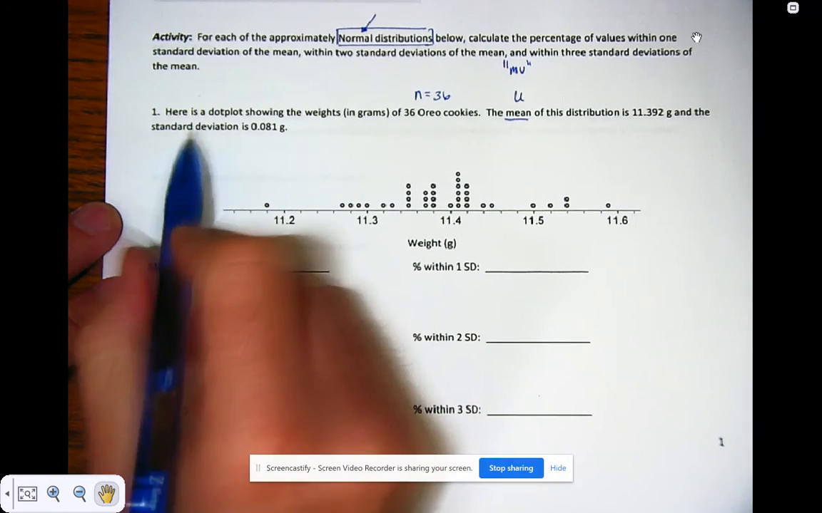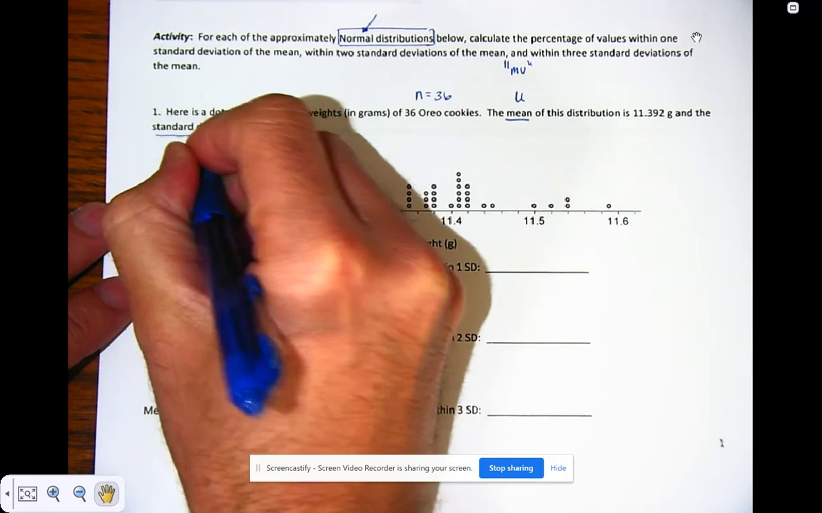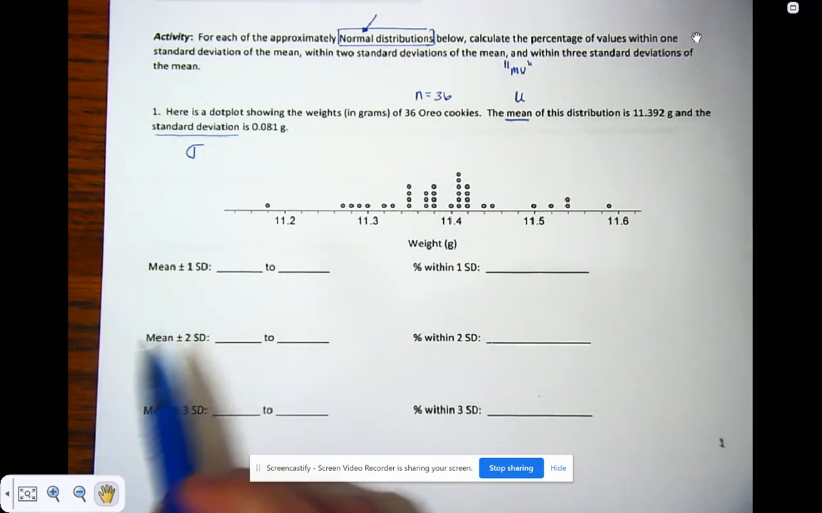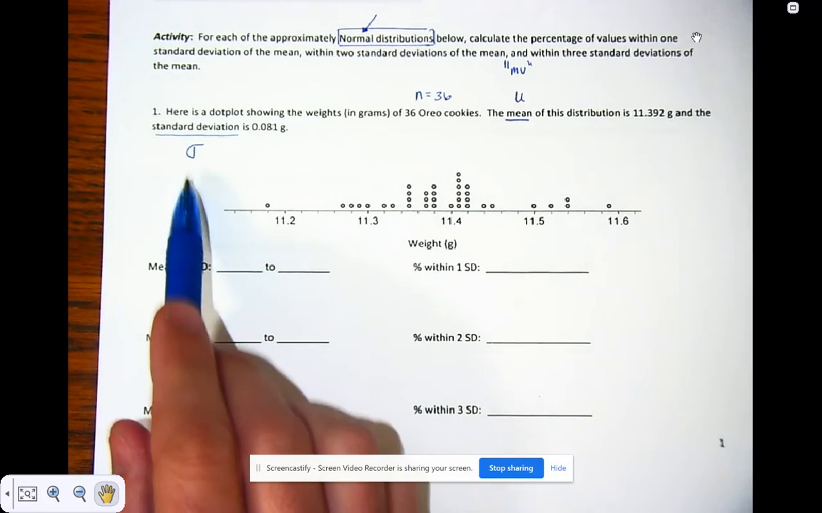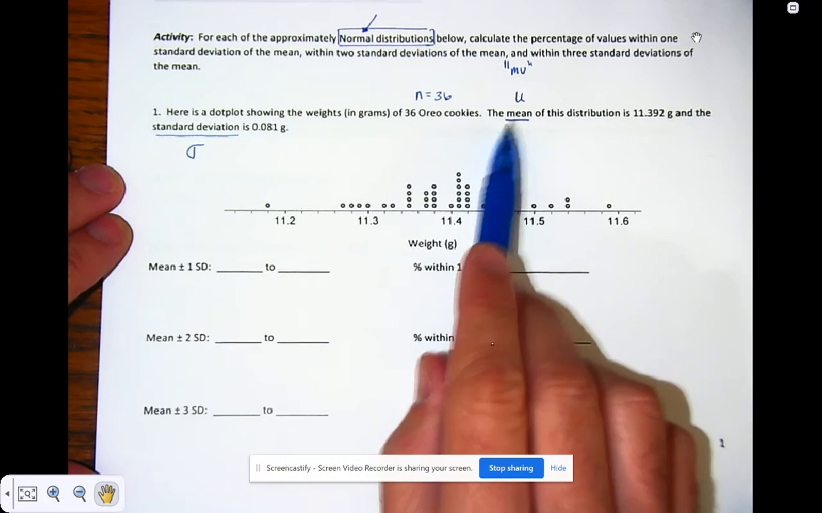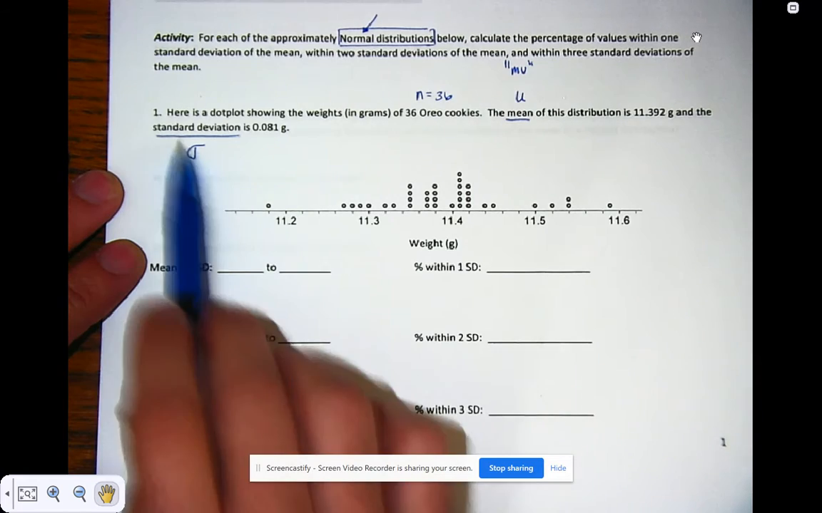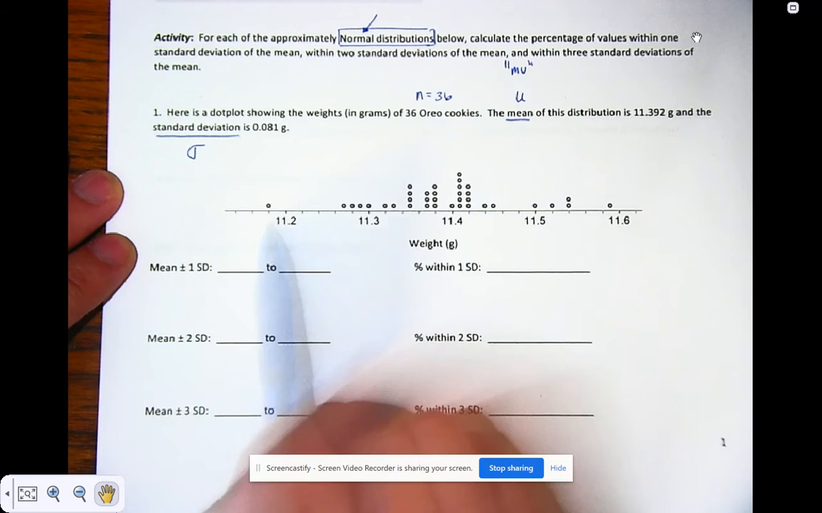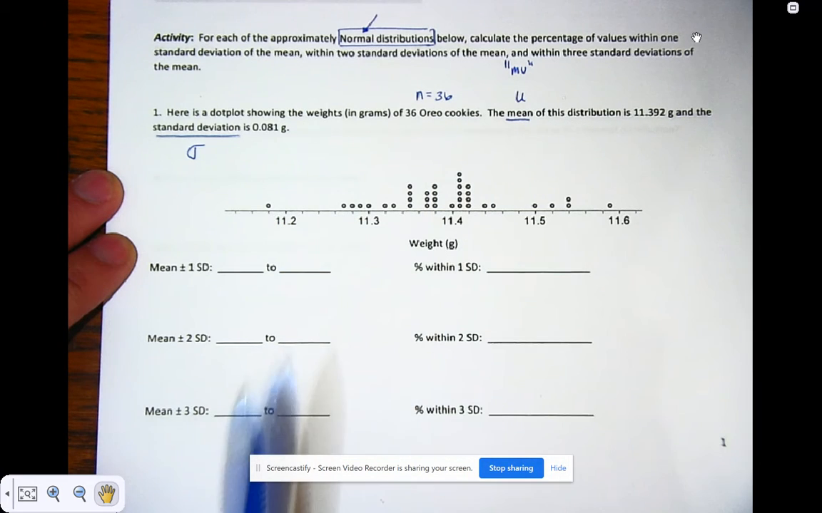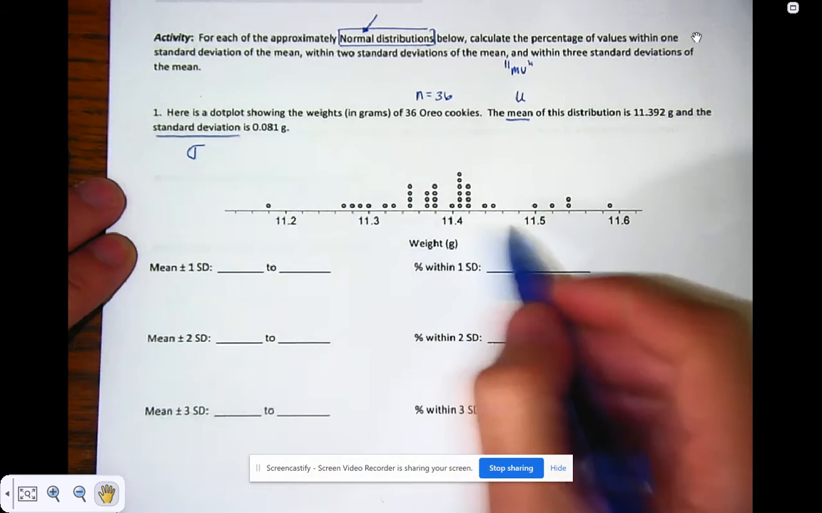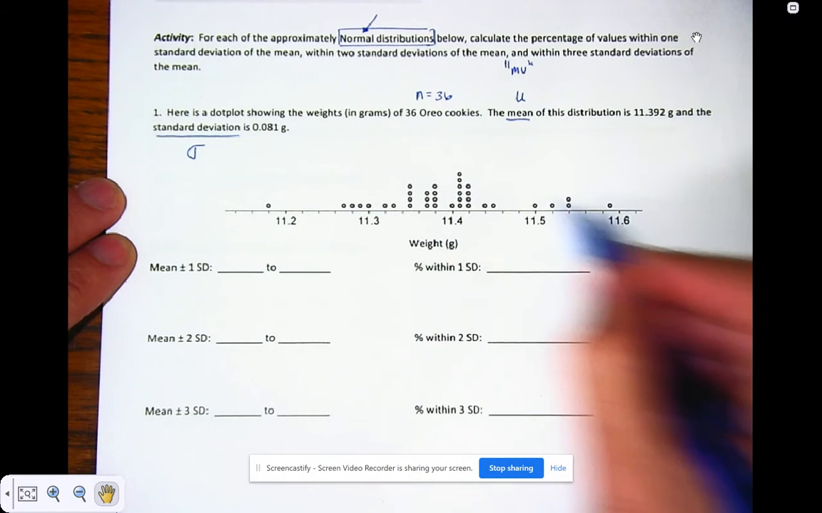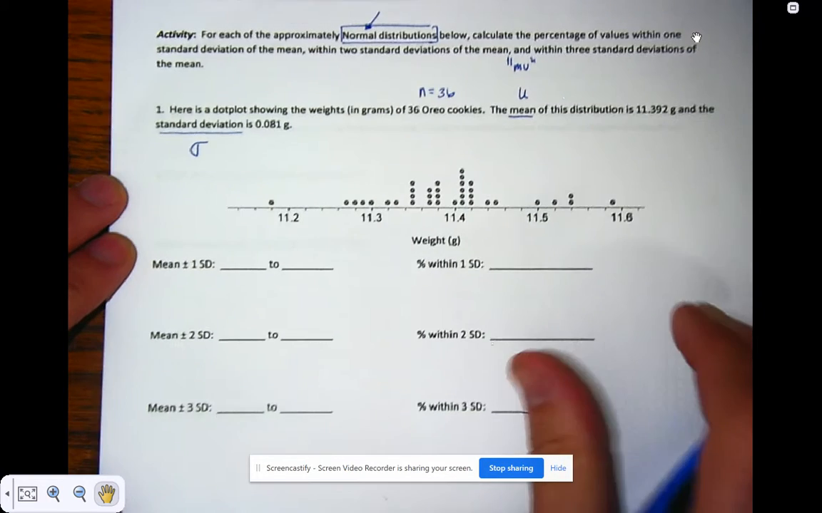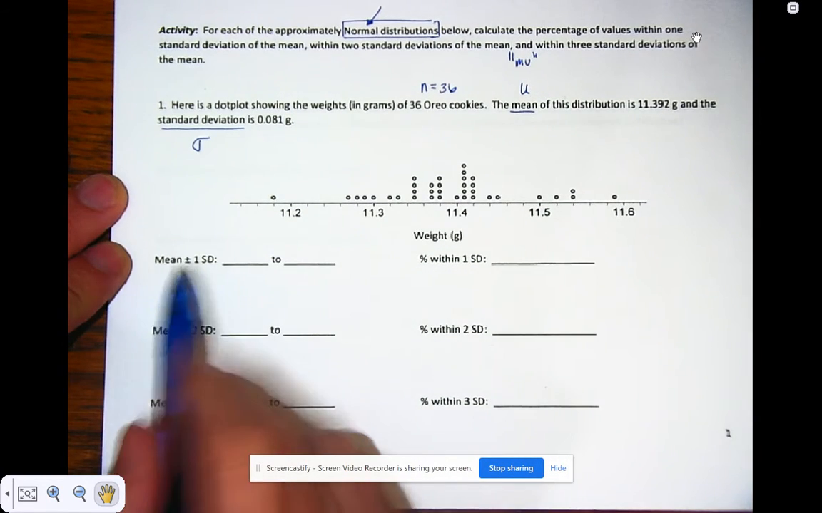It also gives us a standard deviation. We're going to use this new symbol that looks like a cursive R, kind of. It's a lowercase s in the Greek alphabet, sigma. So standard deviation is that symbol, and the mean is this symbol. To keep this simple, there are 36 dots here. They weighed Oreo cookies, then took the weights and put a dot for how much everything weighs. You can imagine that if you drew a smooth curve over that, it would represent a density curve.